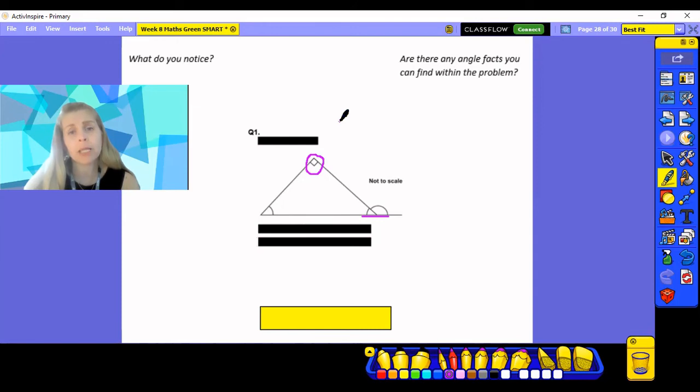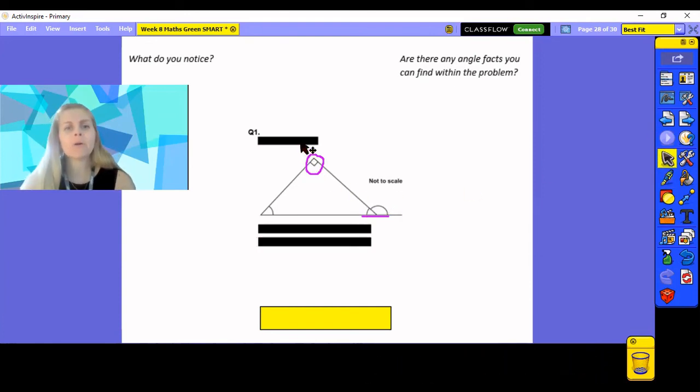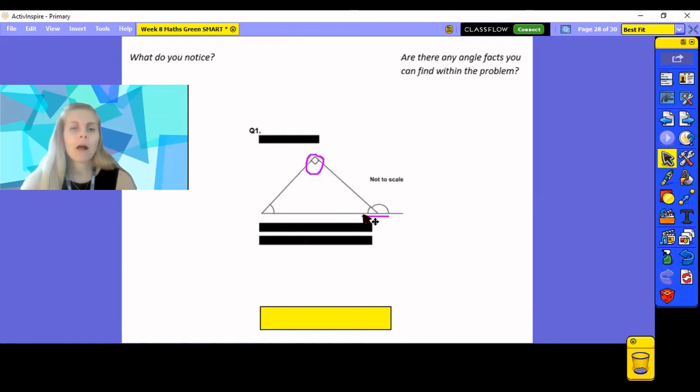So you can already notice, and it's a good idea when you come to problems to just get rid of all the text around it and just look at the image you're presented with and start unpicking, well, what do I already know? Well, I know about a right angle being 90 degrees. I know something about interior and exterior angles, and I know that the interior angles of a triangle all add up to 180. Angles along a straight line are 180 also.